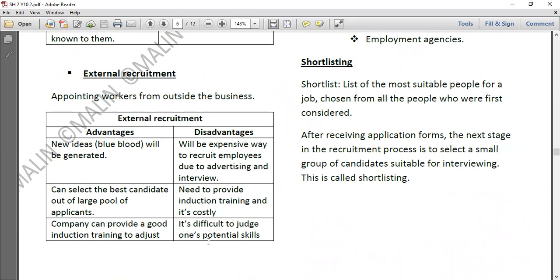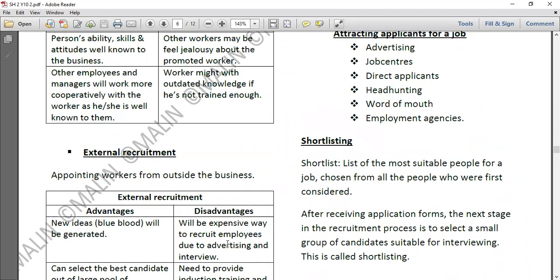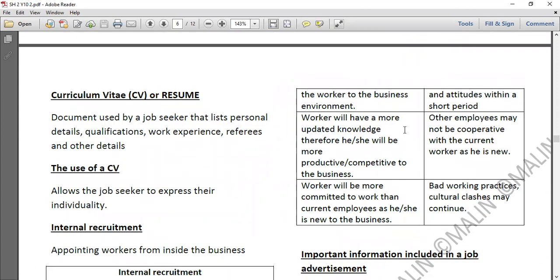And it's difficult to judge one's potential. It's very difficult to judge by looking at the interviews. It's very difficult to judge attitudes within a short period. Other employees may not be cooperative with the new guy, right? Because normally other employees may not be cooperative with the current worker as he's new. And finally, bad working practices and culture clashes may be continued.